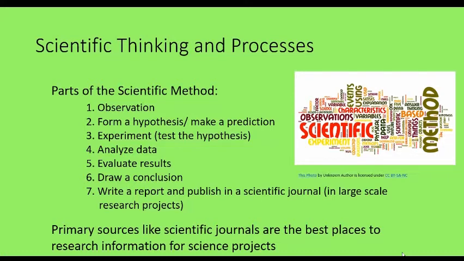We're going to pick up with Chapter 1, Biology in the 21st Century, on scientific thinking and processes. There are 7 parts of the scientific method, the first one being observation, the second, form a hypothesis, third, perform an experiment, fourth, analyze the data, fifth, evaluate those results, sixth, draw a conclusion, and 7, you write a report and, if possible, publish in a scientific journal.